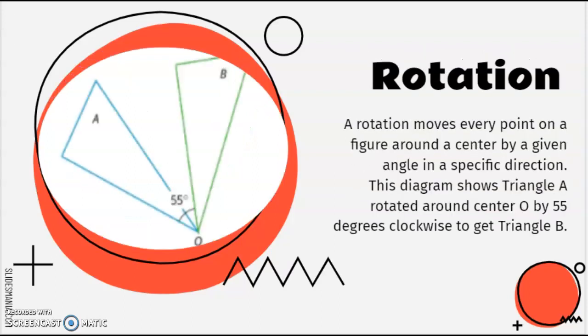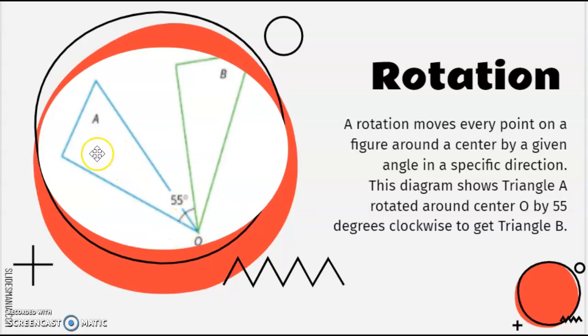A rotation. A rotation moves every point on a figure around the center by a given angle in a specific direction. This diagram shows triangle A, which is this one, rotated around center O, here's O, by 55 degrees clockwise to get triangle B. So looking at, here's the angle right here, and as it's turning, we get the B. And the degrees that it's turning is 55. That's what the little circle means, 55 degrees.